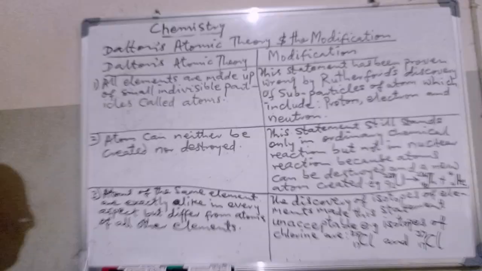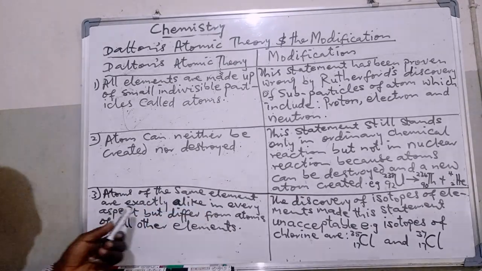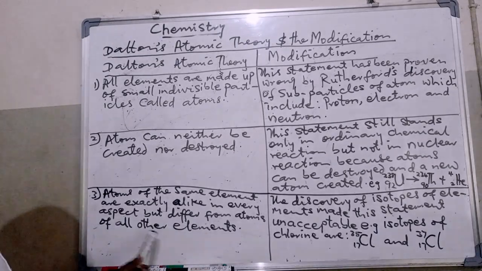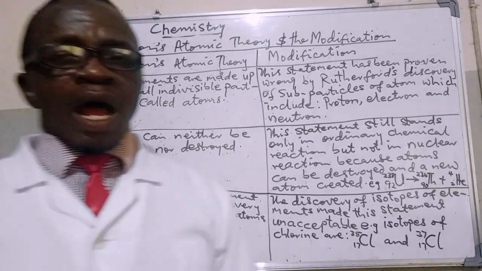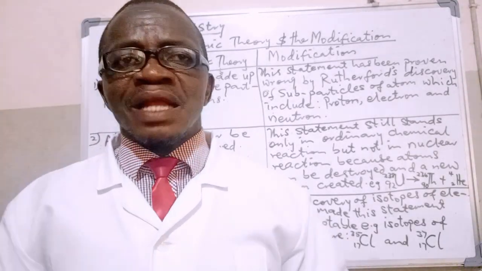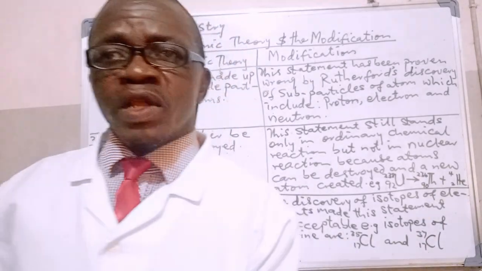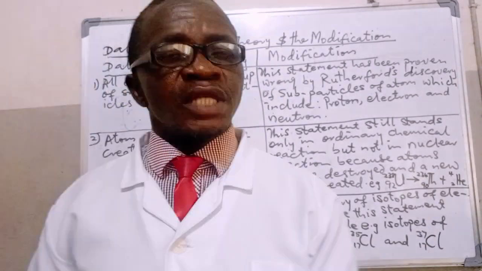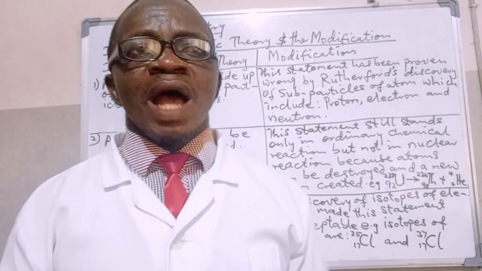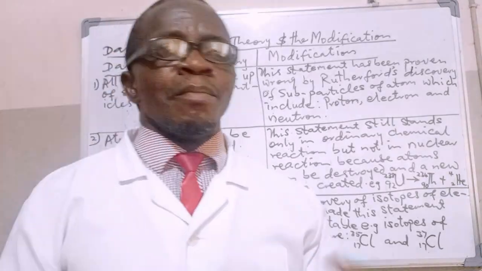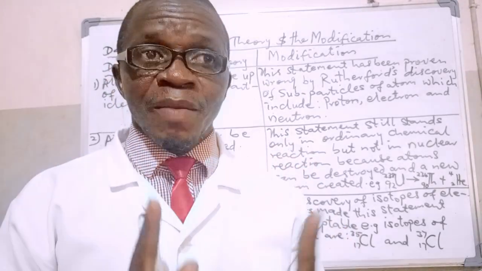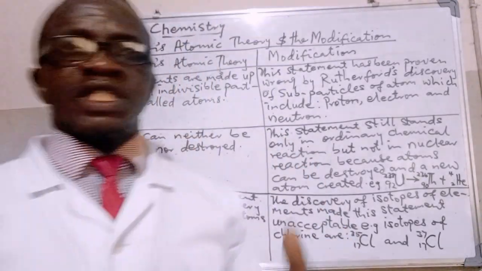Now let's go to the third one. Atoms of the same element are exactly alike in every aspect but differ from atoms of all other elements. Is it true? Atoms of the same element are exactly alike but different from atoms of other elements. It is not true, because the discovery of isotopes of elements made it unacceptable, because atoms of the same element are not exactly alike. Now, what is isotopy?